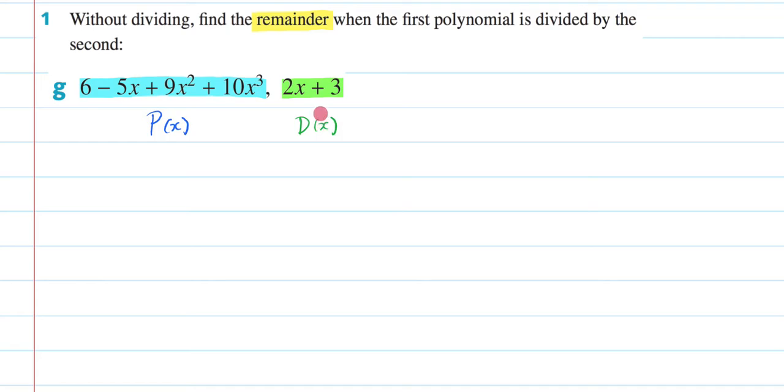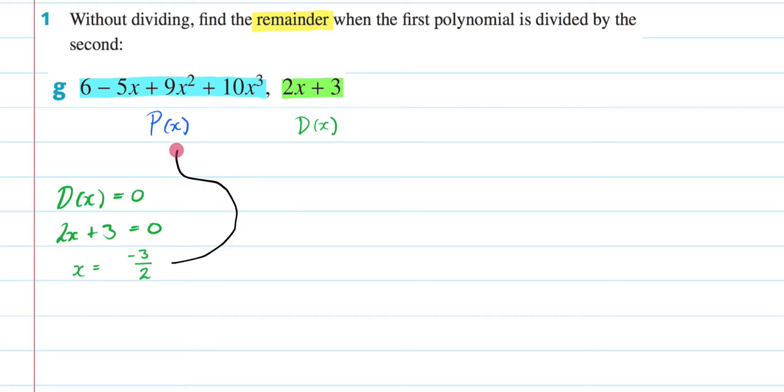In order to find my remainder, I'm going to be using my remainder theorem, which tells me that I take d of x and set it equal to 0. So I'm going to get 2x plus 3 equals 0. Then I solve for x, so x is equal to negative 3 on 2. Now I take this and substitute it into my dividend, p of x. Therefore, p of negative 3 on 2 is the remainder.